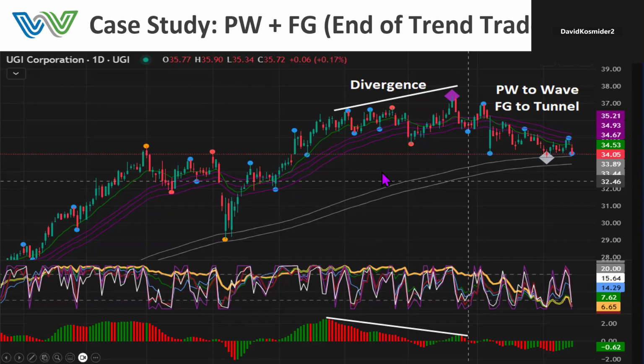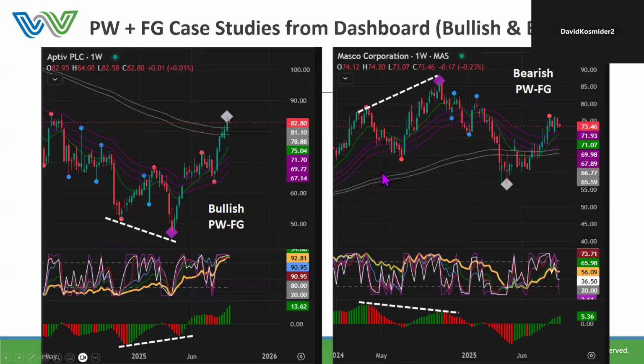Now, so far we've looked at uptrends, but the downtrend is also available to us. And on the left, we have a bullish PW fill the gap sequence. So here we have the purple, price goes above the wave, comes back into the wave, and then here we go, we have the move above the tunnel. And this is just a beautiful setup. So if you take a trade over here, you're targeting the tunnel. That's the initial move, okay?